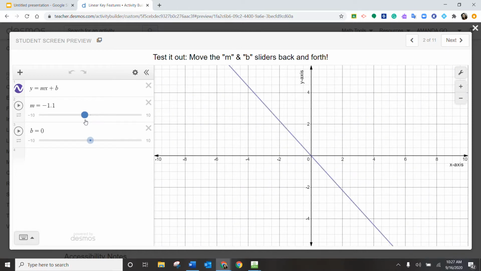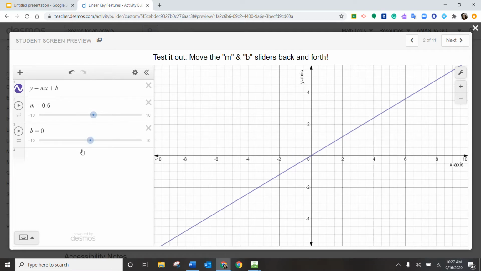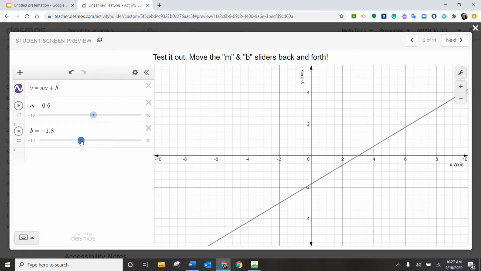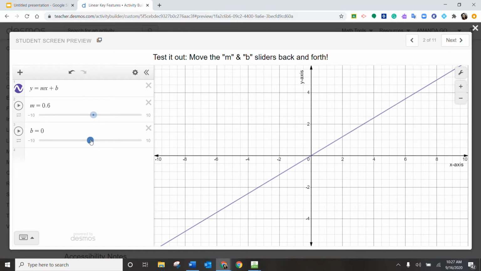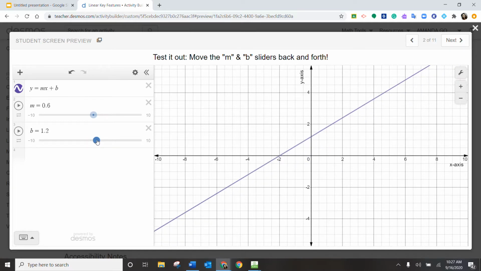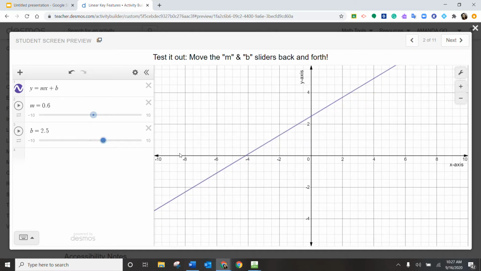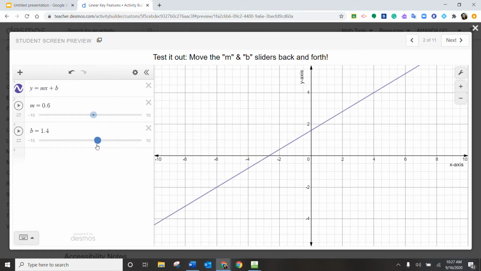So it looks like, then whenever I change the b, oh, look at that. As I move it to the right, it looks almost like it's moving up. But then whenever I move it to the left, interesting.